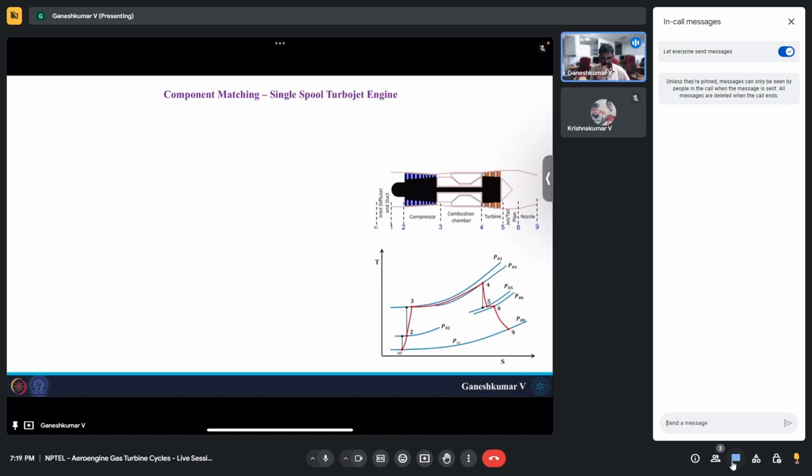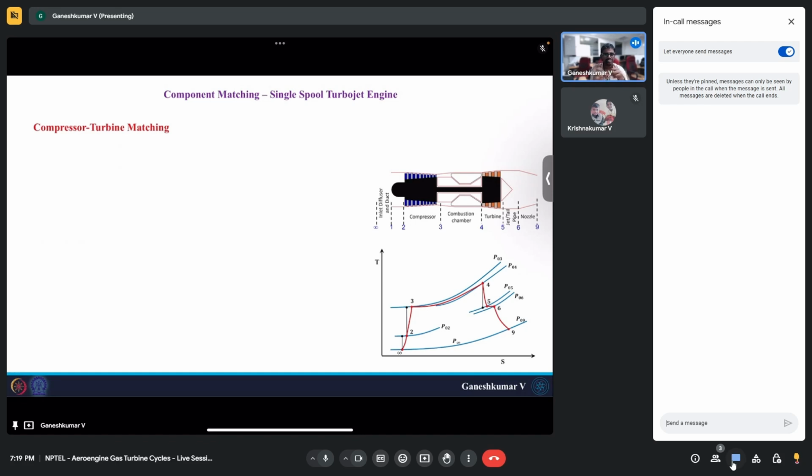The third one we have is compressor and turbine matching. The turbine has to drive the compressor, so the energy has to be transferred mechanically, and whatever energy is generated by the turbine should be equal to the energy required by the compressor.